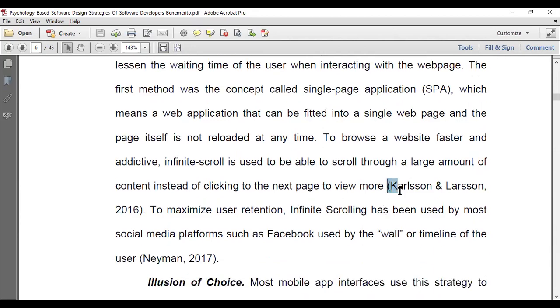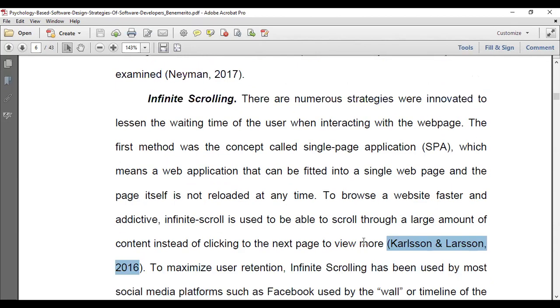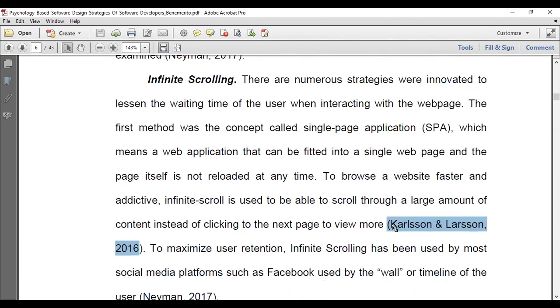Kaya halimbawa ito si Carlson and Larson 2016. Hindi si Carlson and Larson yung main proponent ng theory. Pero meron silang study about infinite scrolling. So okay lang yan siya include. Gets? Okay, let's go back.